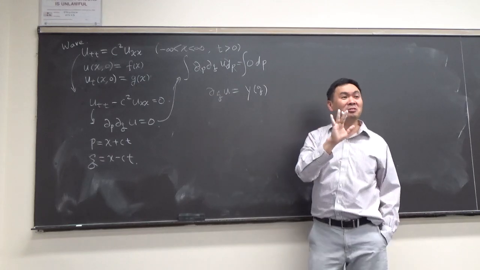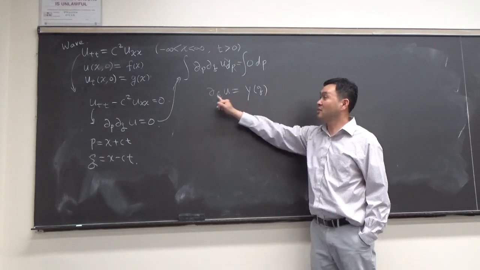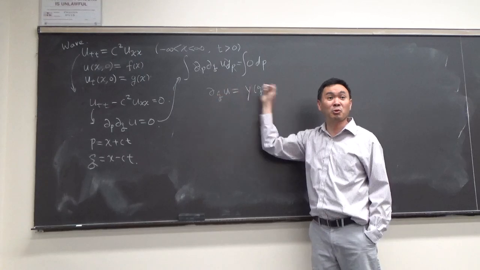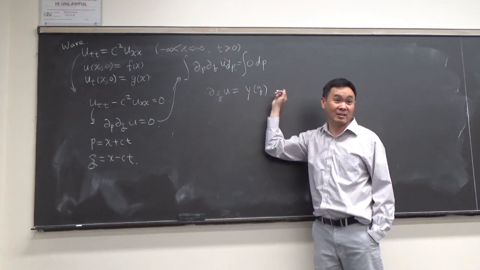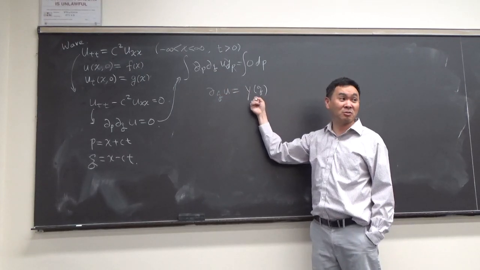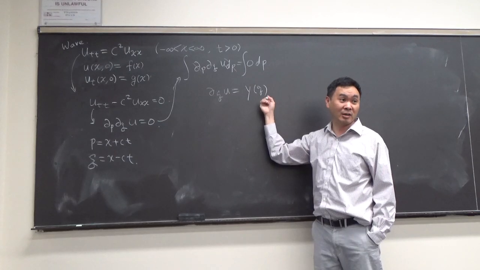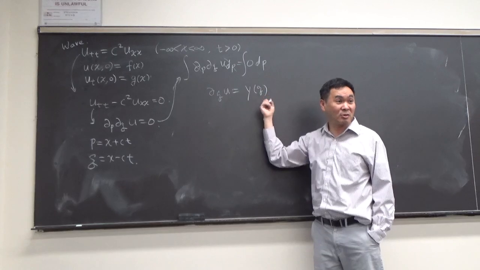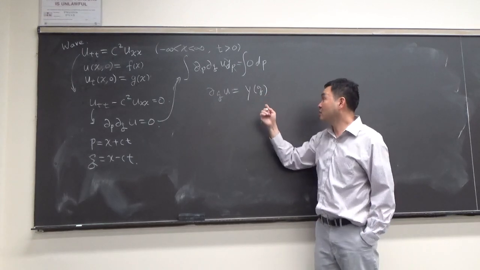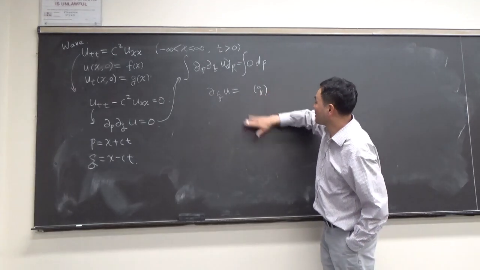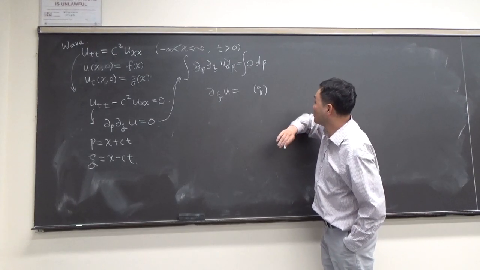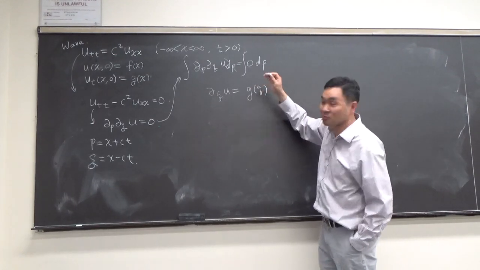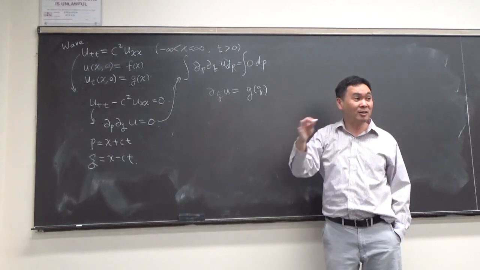Now if you don't understand what I just said, just take this equation and differentiate both sides with respect to p. What do you get on the right side if you differentiate y of q by p? 0, because q is considered as a constant. That's why if you integrate, you get a function of q. Let's not say y, let's say g of q, okay? Some function g, right? Is that okay?